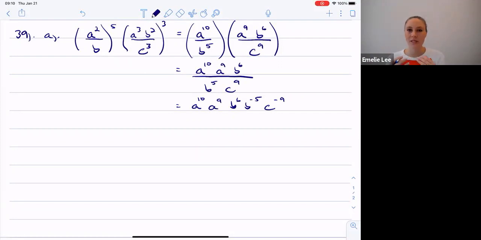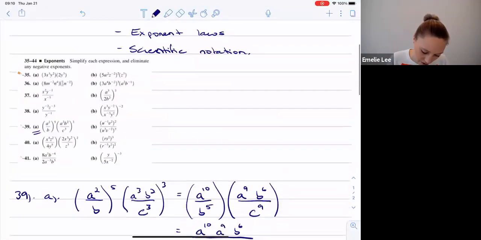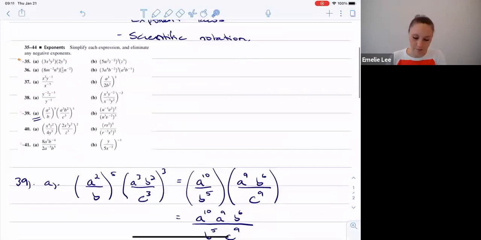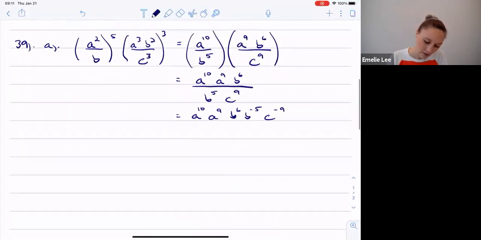Now what you'll notice is I actually added a step, and that's okay. For me, I always like to just bring everything up to the same level, simplify, and then get rid of my negative exponents, which was part of the instructions here. Simplify each expression and eliminate any negative exponents. So we'll do that at the very end.